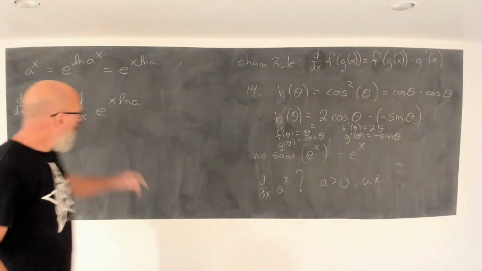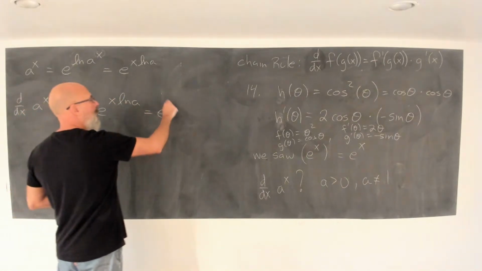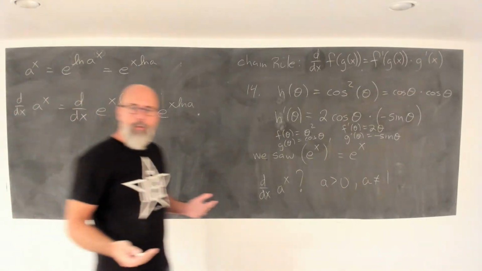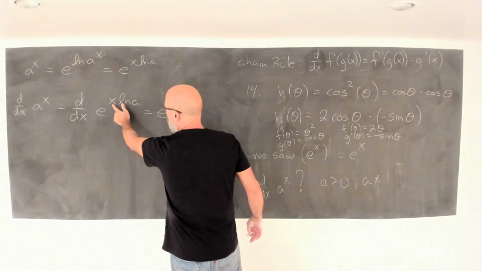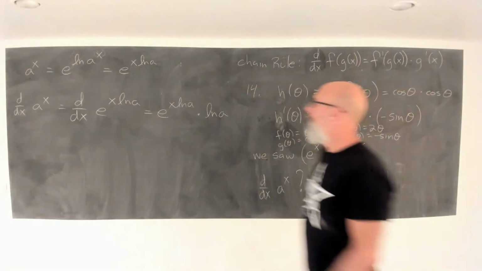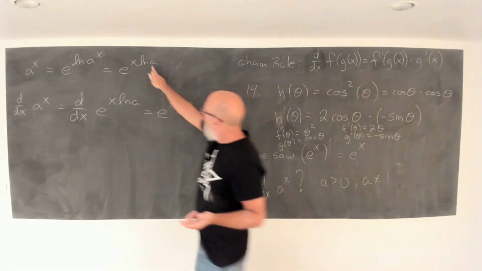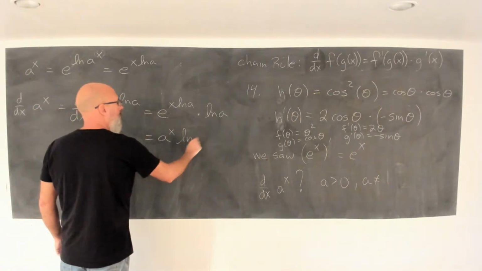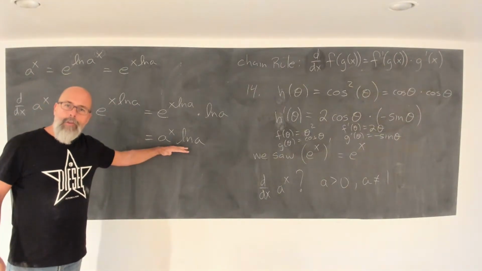What do we have here? Here we've got an exponential, e to the something. The derivative of e to the something is e to the something times the derivative of the inside. That's what the chain rule says. And the derivative of the inside, x ln a: derivative of x is 1, ln a is just a constant. But e to the x ln a was a to the x to begin with. In other words, the derivative of a to the x is a to the x ln a.